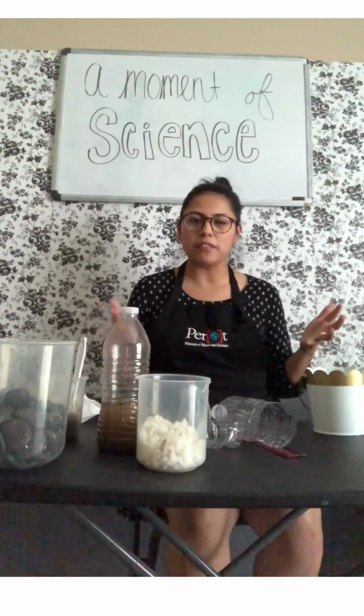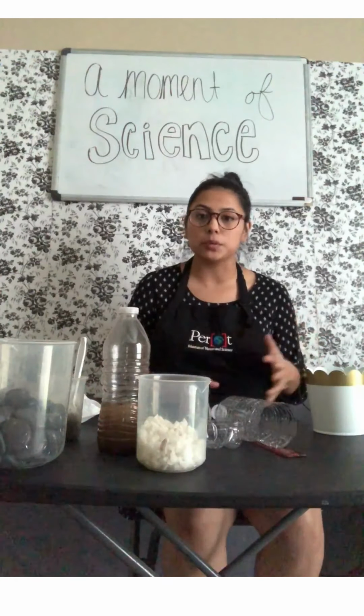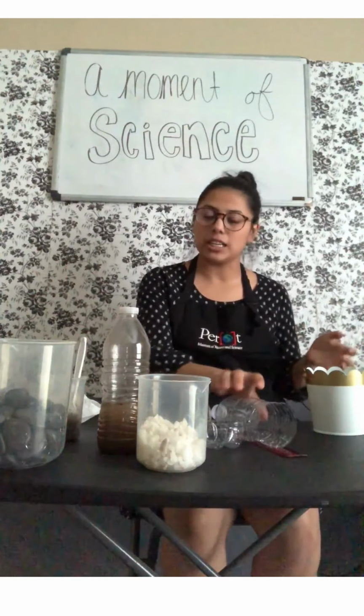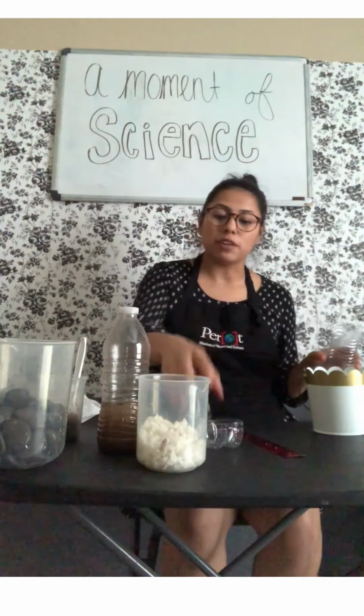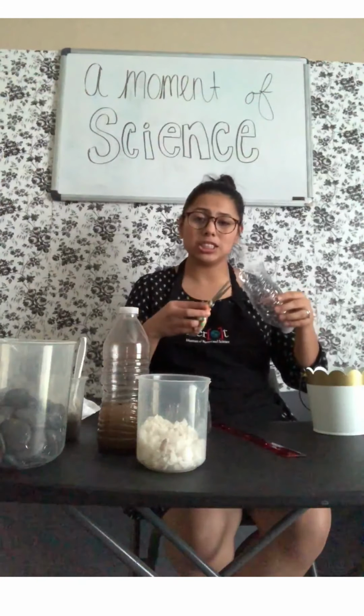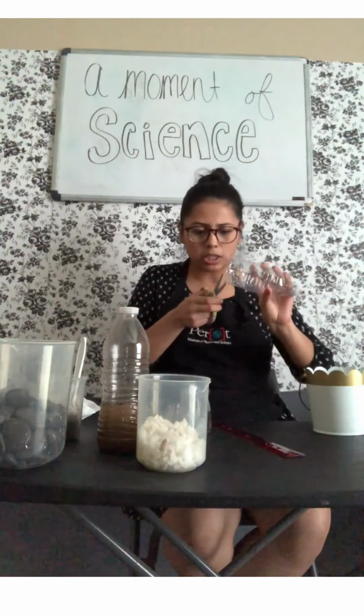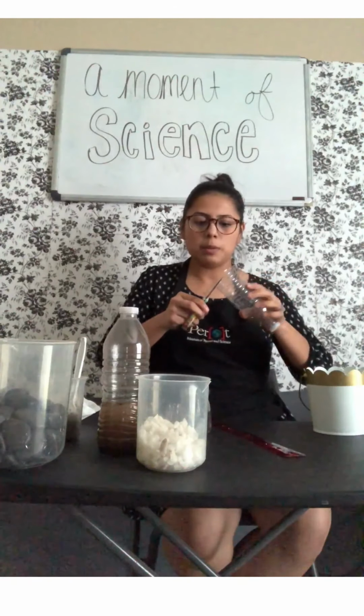Alright, now that we have all of our materials, the next thing that we're going to do is get started. First thing is we're going to cut off the bottom part of our bottle. Very carefully, use the scissors to make an incision, and then cut around it. I'm actually going to cut off a little bit more.